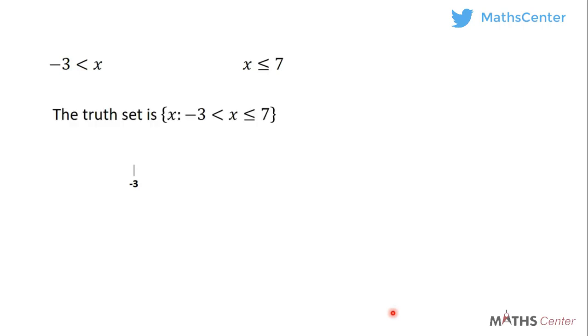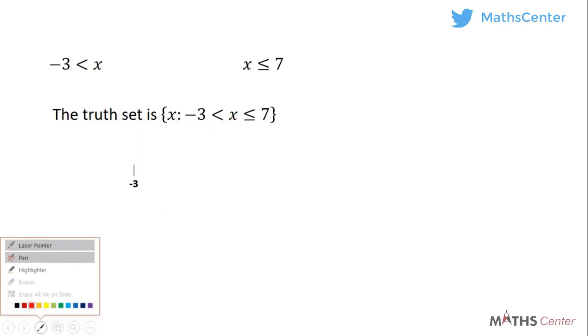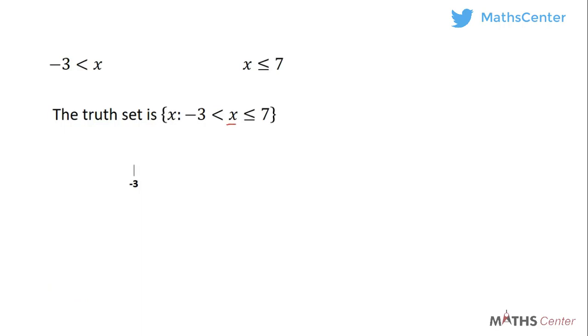First, we need to find the truth set. So to find the truth set, we say that the truth set is given by S is such that, then as I said, you write the variable in the middle. You write the lower limit here, you write the upper limit here. So x is greater than negative 3. The lower limit is negative 3, so you write it here, just as we have in the answer here.